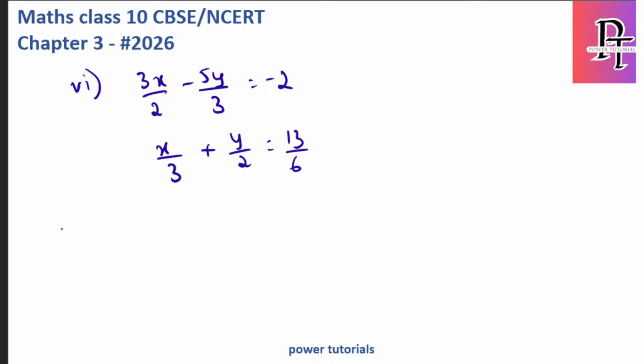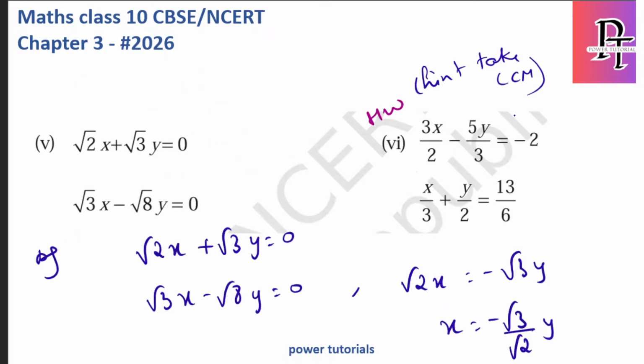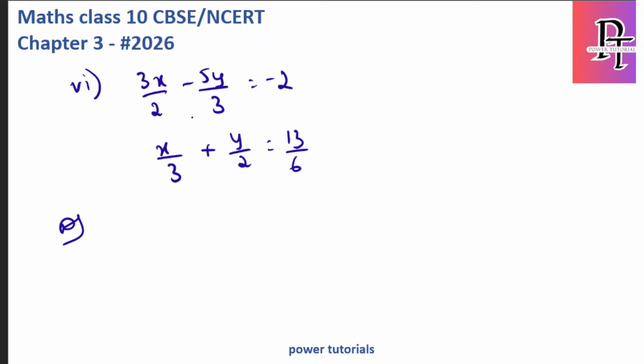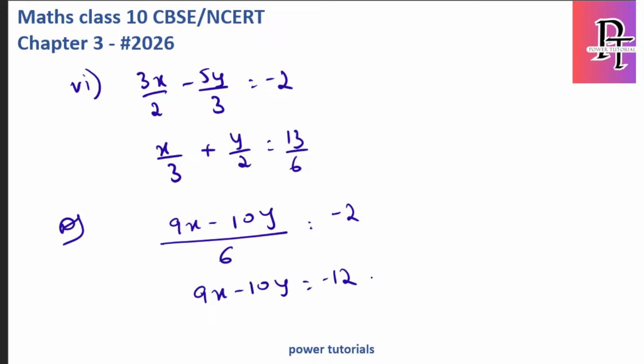Okay, so let's solve this. I already provided the hint earlier while explaining: you have to take the LCM. By taking the LCM we'll get an easier method. Here the LCM is 6. So the first equation becomes 3 into 3, which is 9x, 5 twos are 10y, is equal to minus 2. Now I can write the first equation as 9x minus 10y is equal to minus 2.